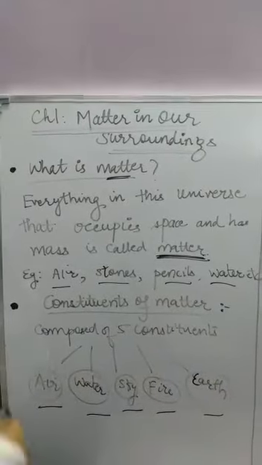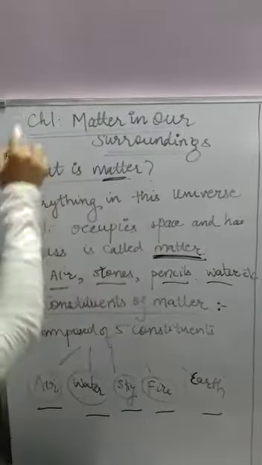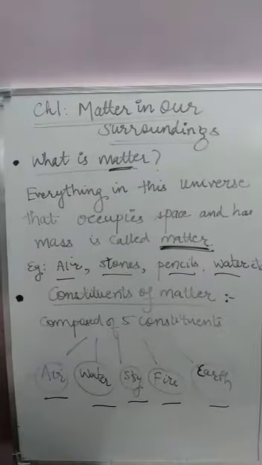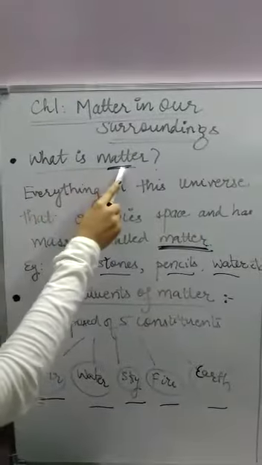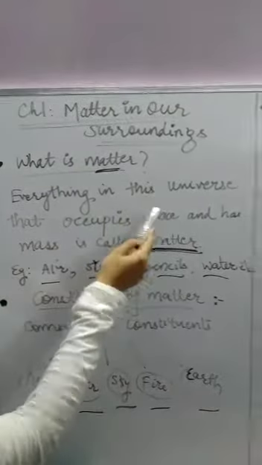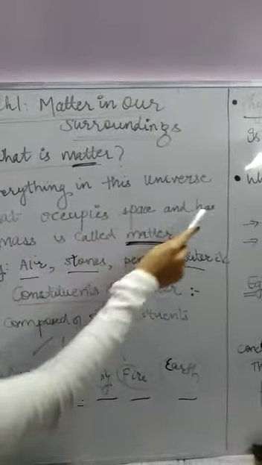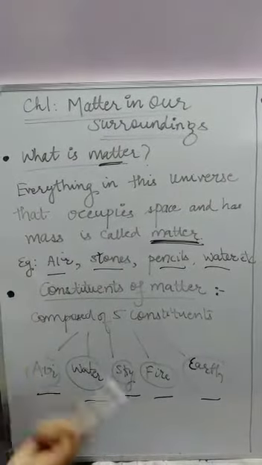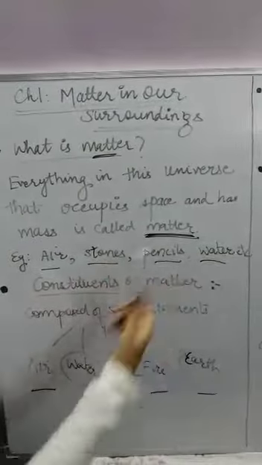Hello students, today we will be going to discuss our first chapter, which is matter in our surroundings. So the first question is, what is matter? Everything in this universe that occupies space and has mass is called matter. Examples: air, stones, pencil, water, etc.